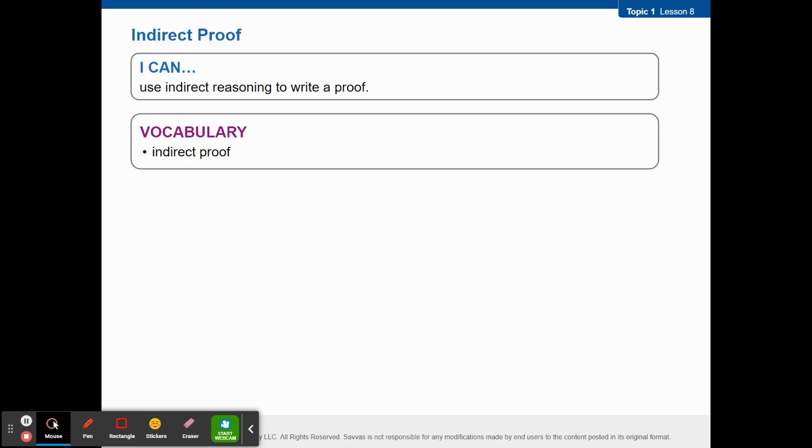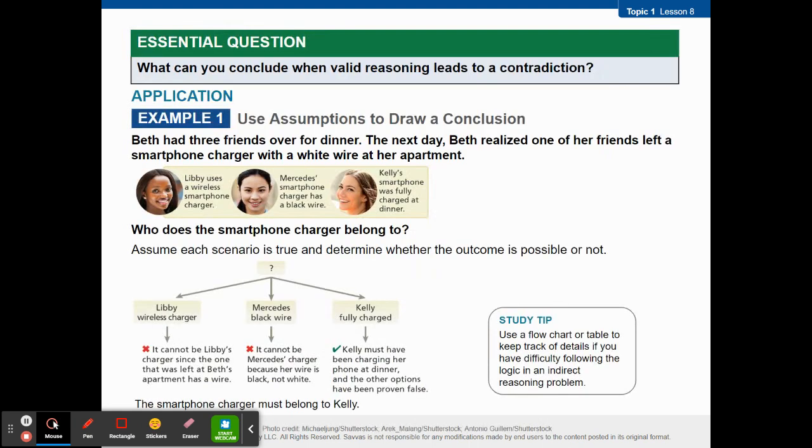So vocabulary is indirect proof. That's the big one, okay? We're not covering the entire lesson. We're only covering parts, just to kind of get an idea. But we are proving only by contradiction. We are not proving by contrapositive. All right, so here's our essential question. What can you conclude when valid reasoning leads to a contradiction?